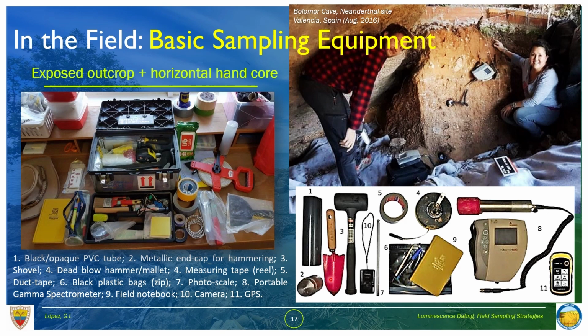Then you have a shovel, you have a rubber mallet, your cell phone or a photographic camera. You want to have some duct tape, some black bags and transparent bags, your notebook, measuring tape, a GPS because the location is extremely important, and this, not everybody has a portable gamma spectrometer, but this is actually something very good and nice to have if you can have in situ measurements.